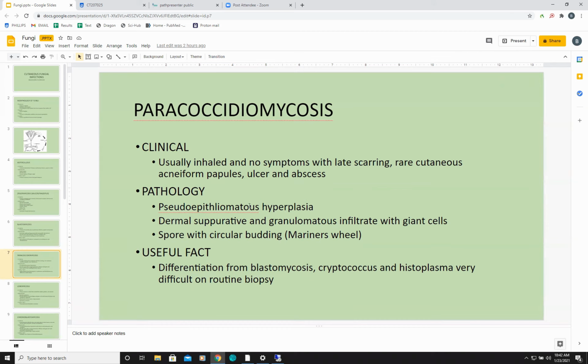Again, this has pseudoepitheliomatous hyperplasia. It has a suppurative and granulomatous infiltrate with giant cells, just like you see in blasto. And the organism in this is a spore with circular buds of organisms, which is commonly known as a mariner's wheel. Okay, the differentiation of blasto, crypto, and histo from this can be very difficult. Not so much histo because that's a smaller organism, but blasto and cryptococcus can be really difficult.